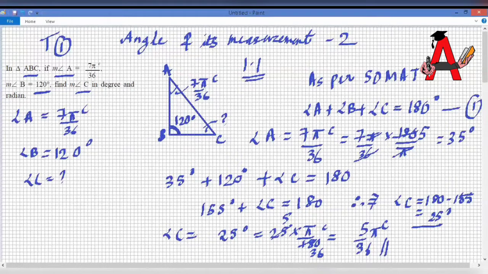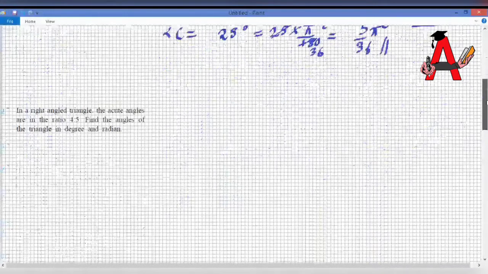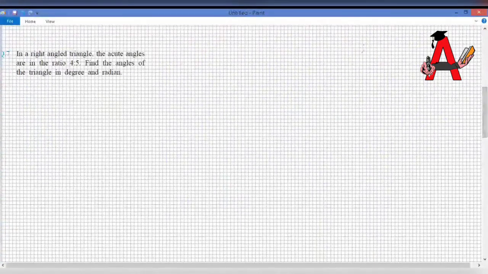So you will be given one of A or B in degrees and radians, and you have to find the third one in degrees and radians. Let's move to the second part and try to understand what the second set of question is. Now the second type is this, which is question number 7 in your exercise. We can write it as type 2.